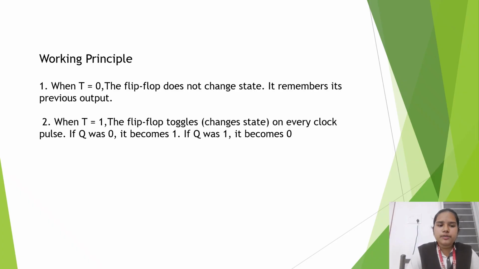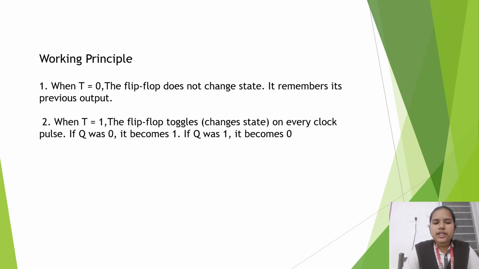And the working principle: when T equals 0, the flip-flop does not change state; it remembers its previous state. When T equals 1, the flip-flop toggles, changing state on every clock pulse. If Q was 0, it becomes 1. If Q was 1, it becomes 0. This is about T flip-flops.